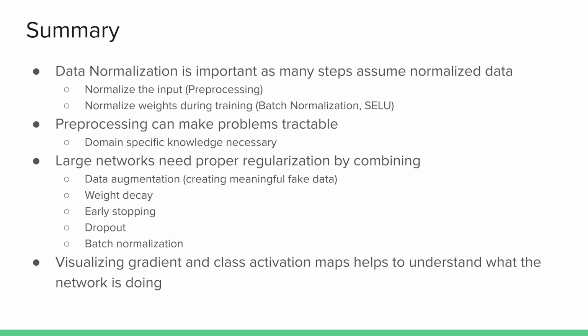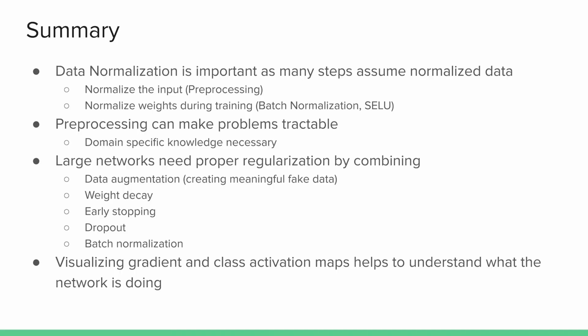Summing up today's lecture, I hope you got some ideas for how you can fine-tune and improve your networks by using data normalization, as it is a very important pre-processing step, because many parts of our neural network, like initialization algorithms, rely on the assumption of having normalized input and having normalized weights during training, like batch normalization and SELU can be mechanisms to enforce this. Preprocessing can make some problems go from the domain of unsolvable to at least somehow solvable, so they become tractable, and as always, you need domain-specific knowledge for those preprocessing steps to be able to develop them and have this initial idea of how you want to preprocess your data to make it work.